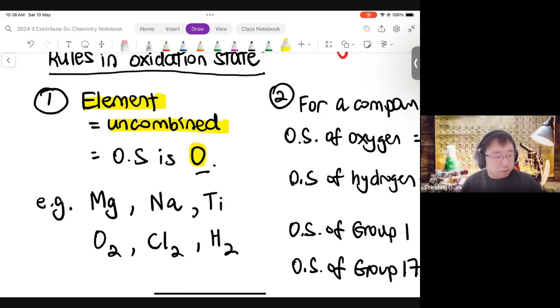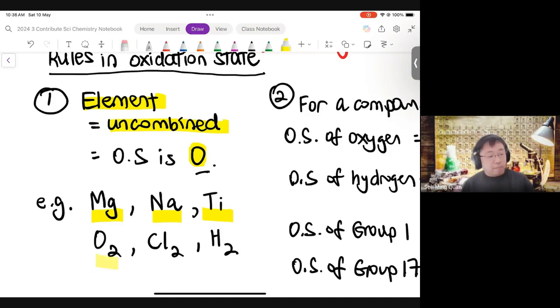So good examples are your metals: magnesium, sodium, titanium. You know that they are metals. You can find them in the periodic table. At the same time, do you notice that they are not combined? The formula Mg, Na, Ti is not combined. Therefore, the oxidation state is defined as 0.